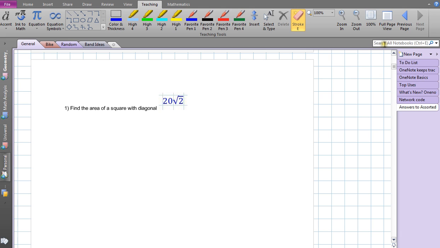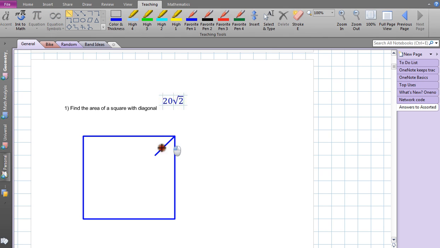It says here, what is the area of a square with diagonal 20 radical 2? There's no picture, so let's draw one to see what's going on. You have to know the vocabulary word for diagonal. Hopefully you know the properties of a square, and we create 45-45 right triangles when we have a diagonal of a square. And that's 20 radical 2.